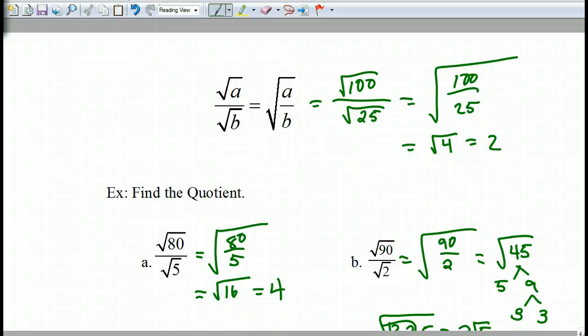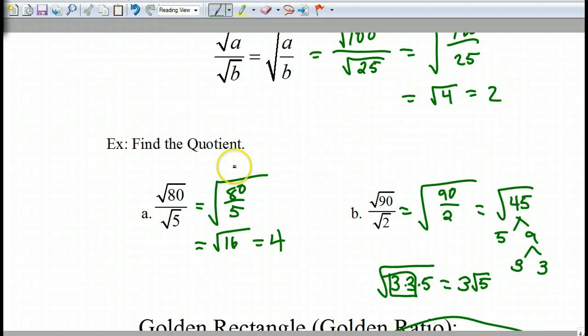Okay, so on this one, we do the same thing. Square root of 80 divided by square root of 5. And we put it both underneath the radical. 80 divided by 5 is 16, and the square root of 16 is 4. For part B, it's not so simple because what happens is you get 90 divided by 2, which is 45. 45 needs to be simplified. So we broke it down into 5, 3, and 3. Have a pair of 3's, so we take out a 3.